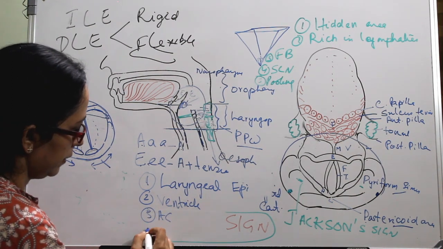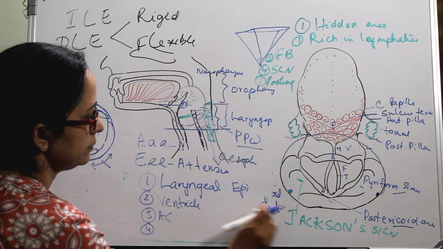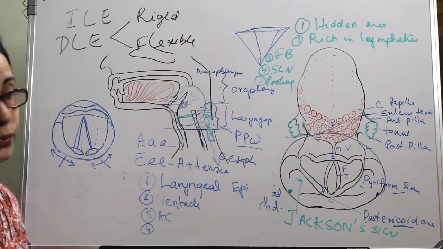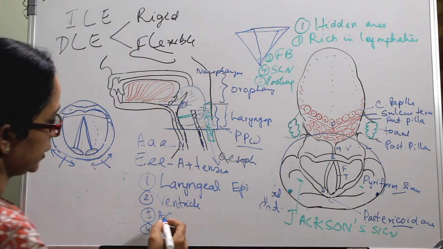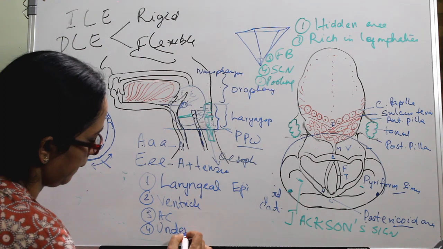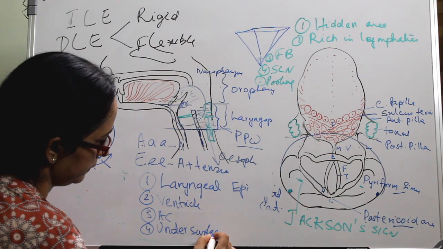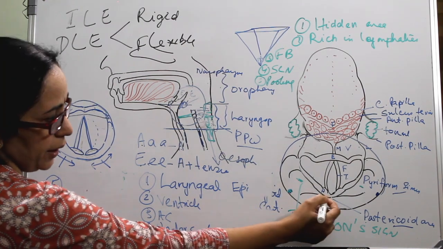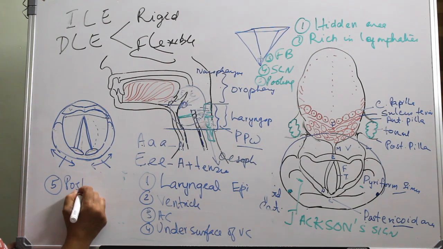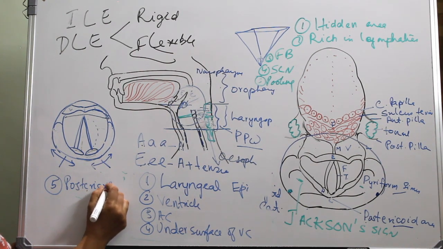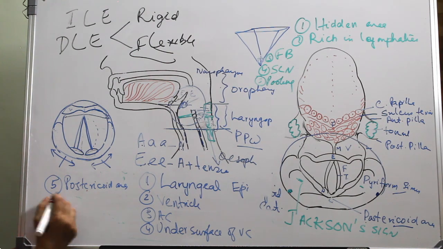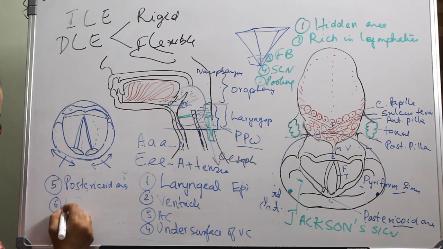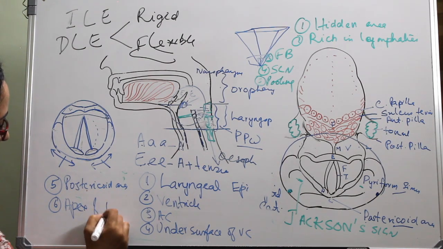Then the fourth one, you cannot see the undersurface of true vocal cord, the undersurface. Okay, so that is undersurface of vocal cords. Then the 5th, postcricoid area. Okay. And number 6, apex of pyriform fossa. I said it is like this. So this apex you cannot see. So the apex of pyriform fossa.